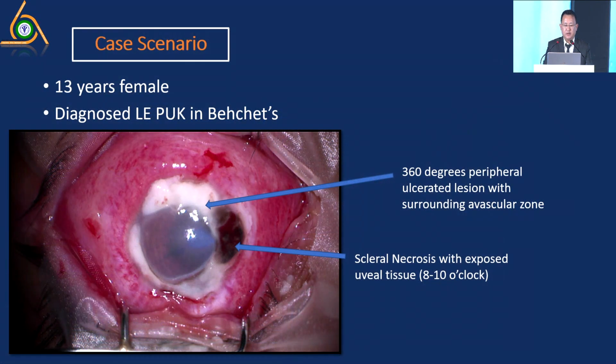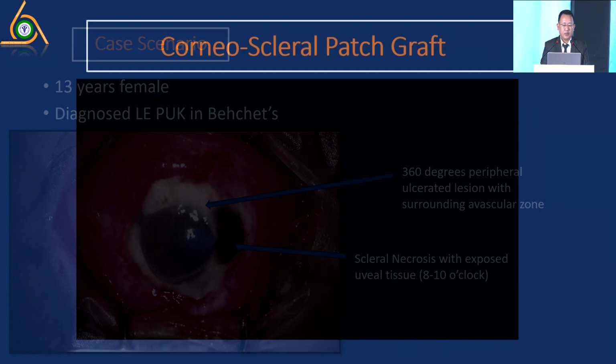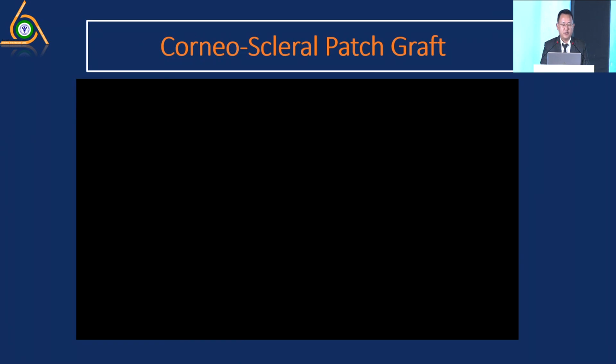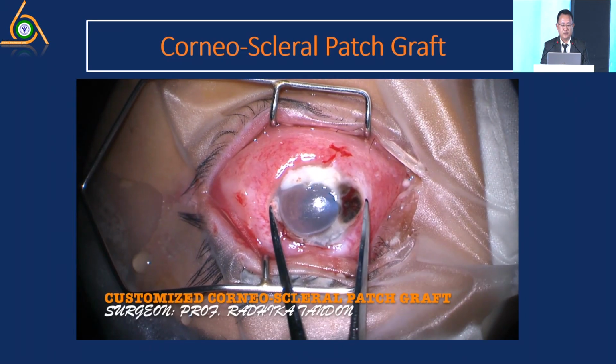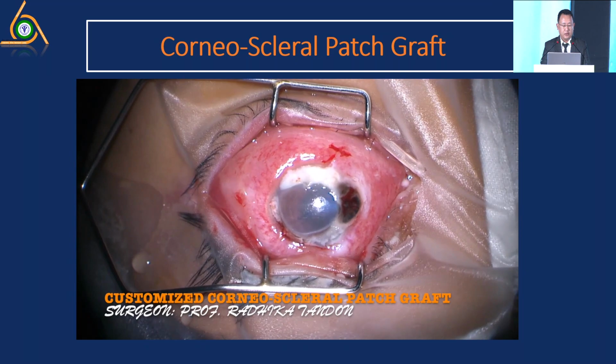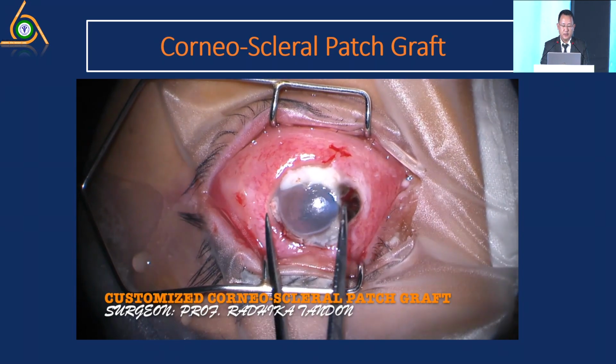A case scenario of another PUK in a bed, where you see scleral necrosis with perforation there, and 360-degree peripheral acetylation with a surrounding avascular zone. Here, a corneoscleral patch graft was done in this case. The surgeon is Professor Radhika Tandon here.